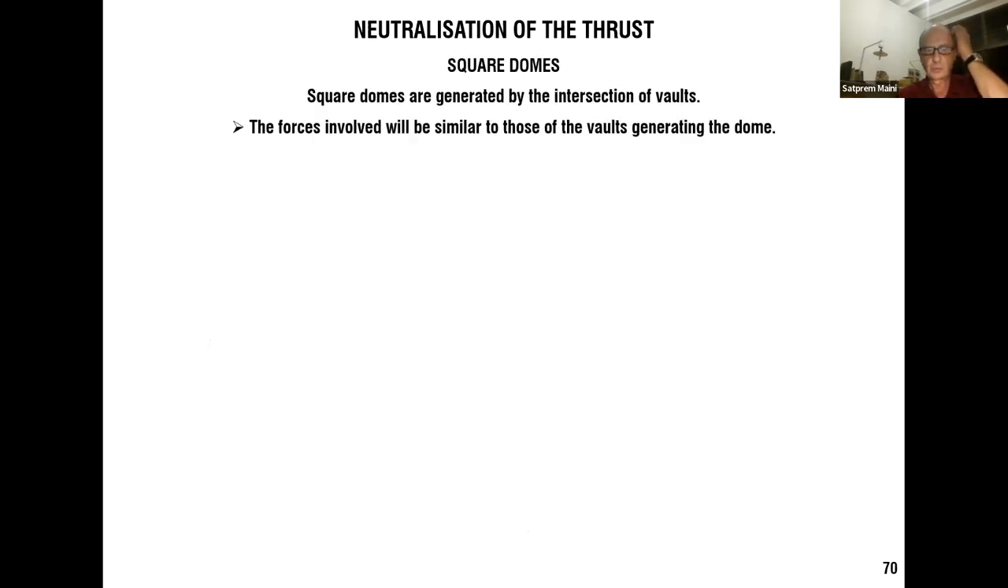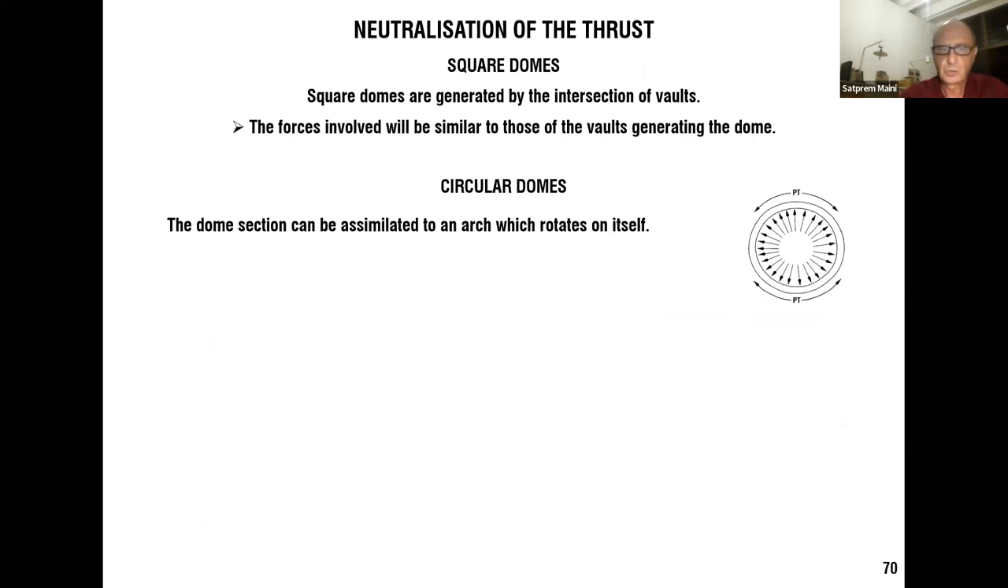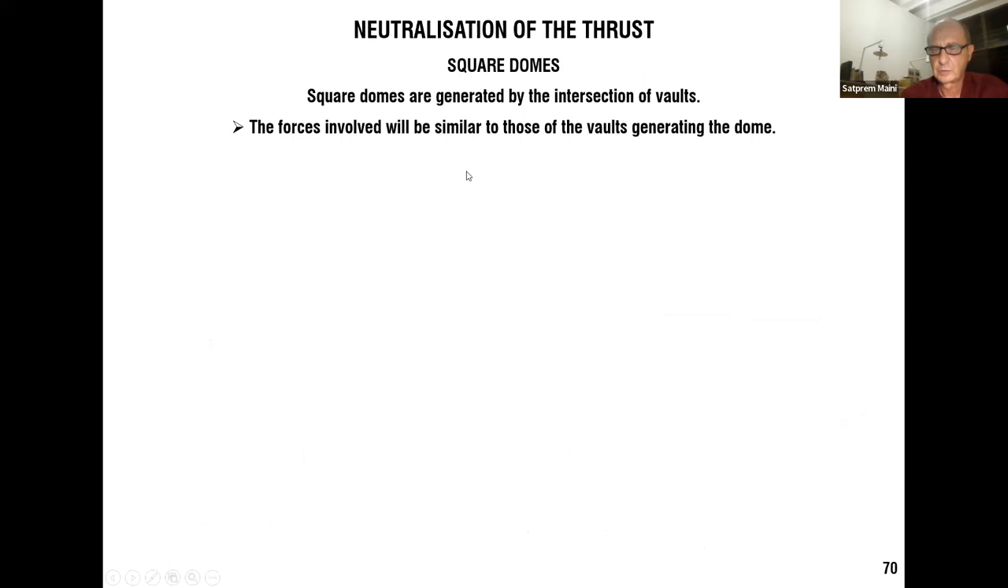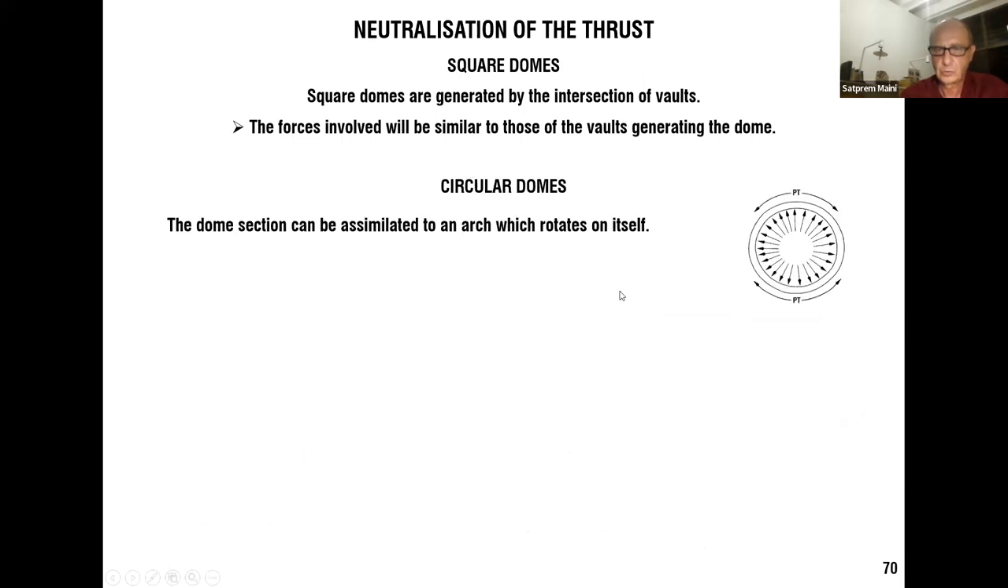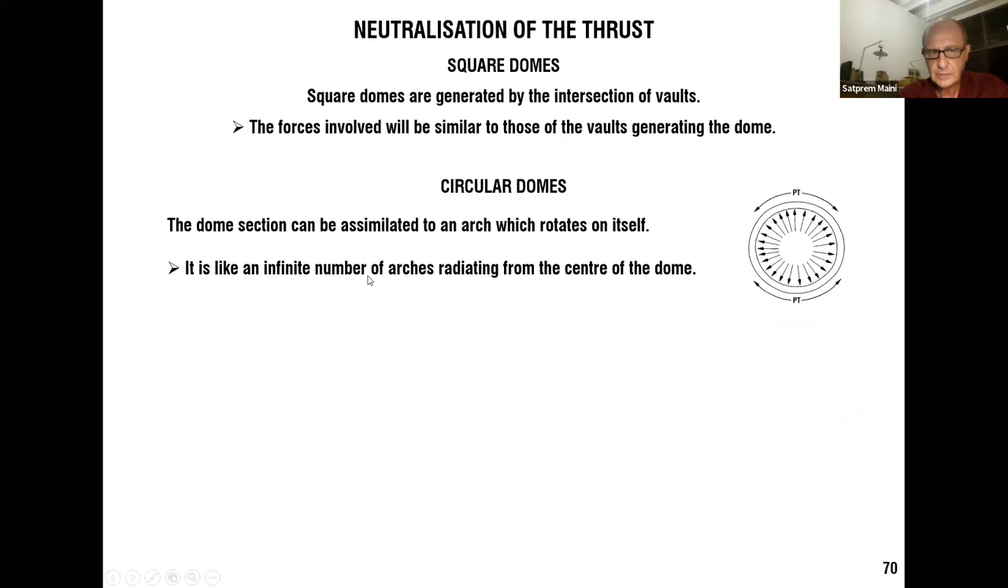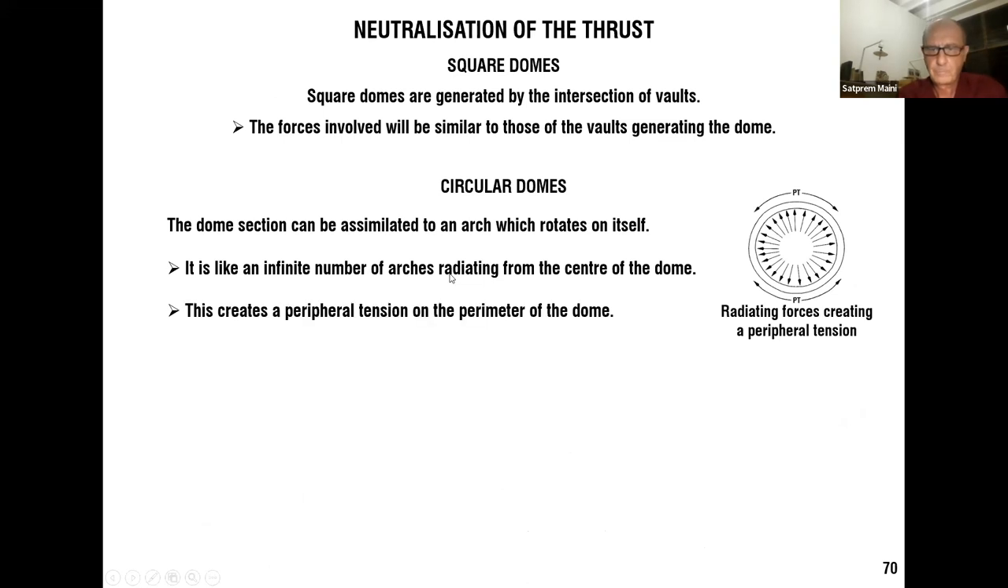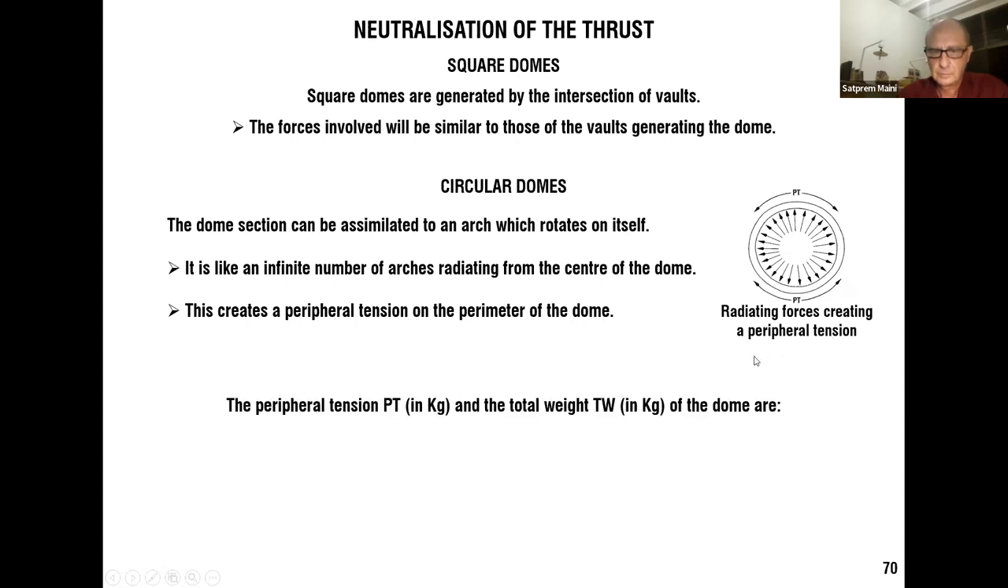So now we see squinch arms. Squinch arms are quite easy because they have the same force as a vault, but for circular domes, you have to take into account the hoop forces and the peripheral tension. We can say that a dome is like an infinite number of arches, right? A circular dome is like an infinite number of arches radiating from the center of the dome. And this creates peripheral tension, which is the maximum pull force in the dome. And this is the formula to calculate it.